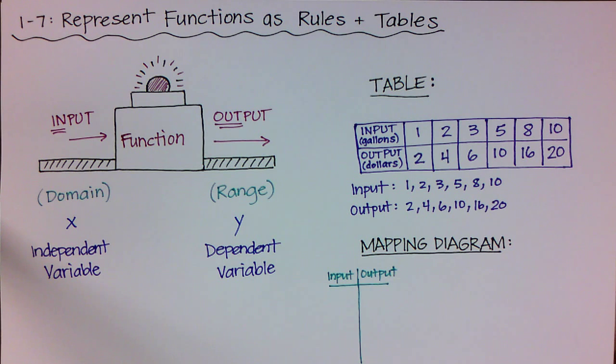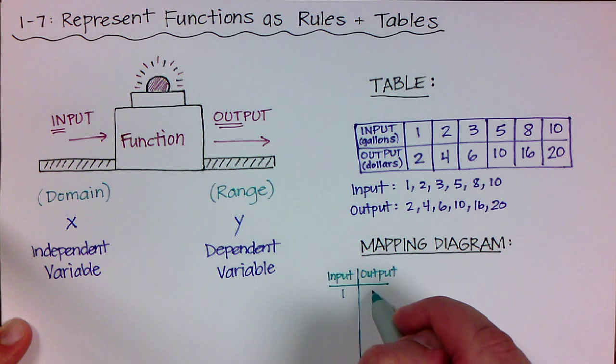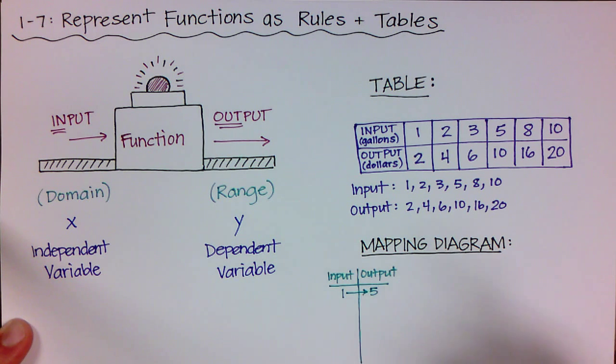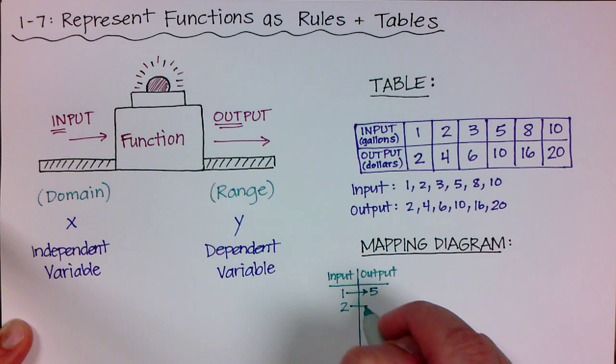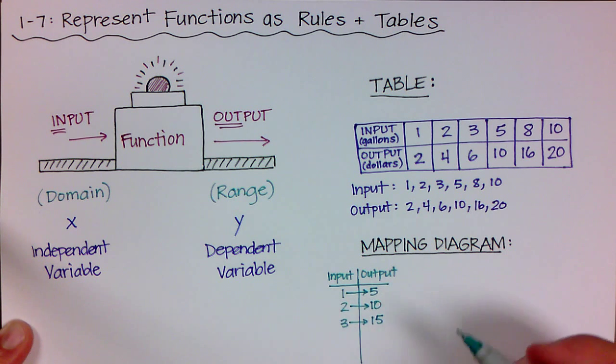For the input, maybe this is purchasing boxes of Oreo cookies at the store. They say that one box is going to cost $5. So I'm going to draw an arrow that's going to map the input directly to the output. One box is going to be $5. 2 boxes, they're going to charge you $10. 3 boxes, they'll charge you $15.